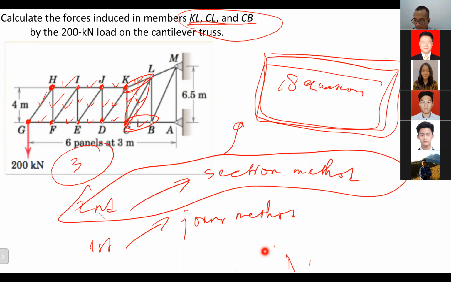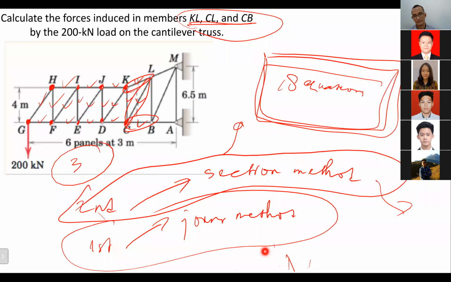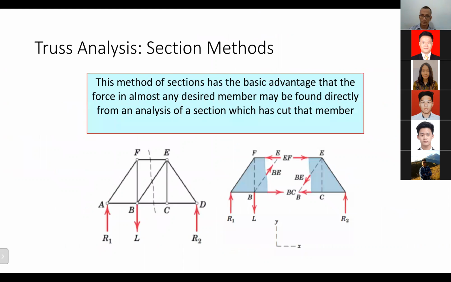So if we only have to find certain members in our calculation, then the joint method is not advantageous for us. So we have to use the other method, the section method. This is the thing that I want to teach you guys after this. In the joint method, we have to solve it one by one. All joints, we have to solve one by one. But in the section method, we can just cut it.